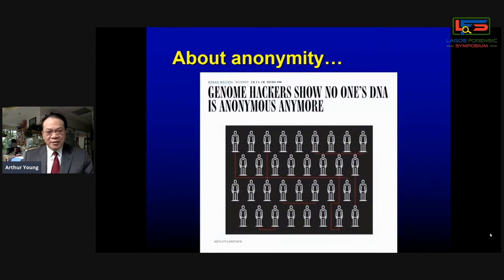And about anonymity. This is in 2018, and an article came out that genomes show no one's DNA is anonymous anymore. In fact, the article went on to reveal that genome hackers with a DNA profile and using publicly available databases can find the person within about 30 minutes.